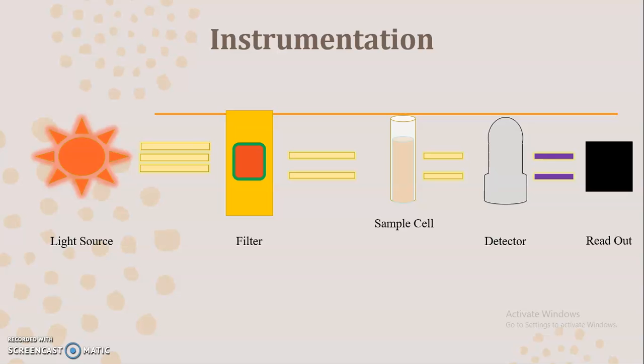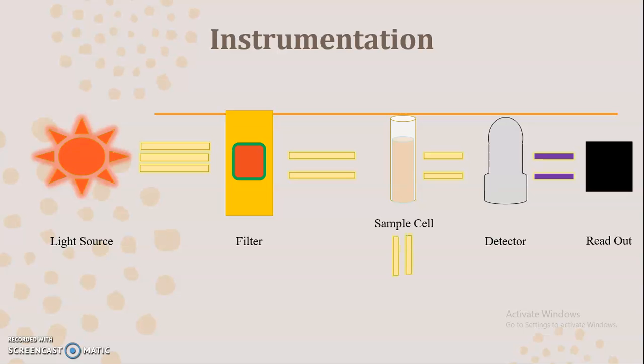Now, when the light is passing through the sample cell and it is measured at 180 degrees, as shown in this figure, this technique is known as turbidimetry. And as I said, the basic difference between the turbidimeter and nephelometer is that we are going to measure the light at a different angle.